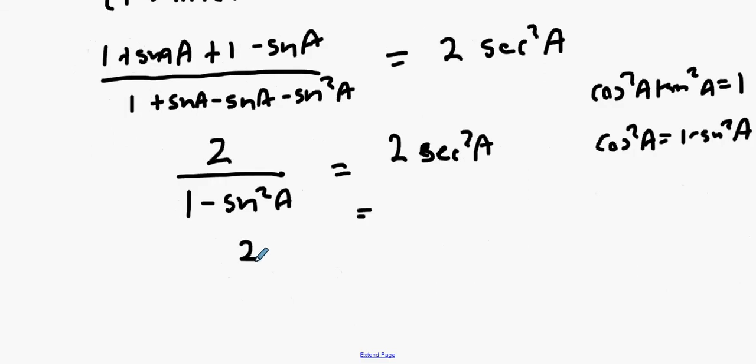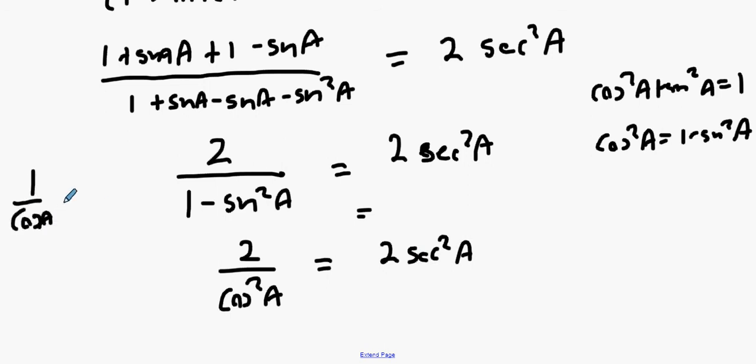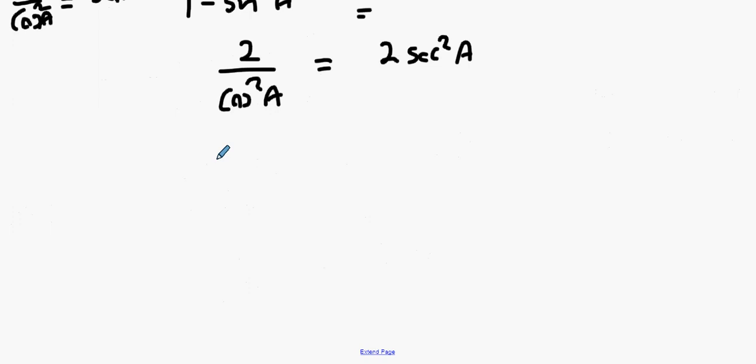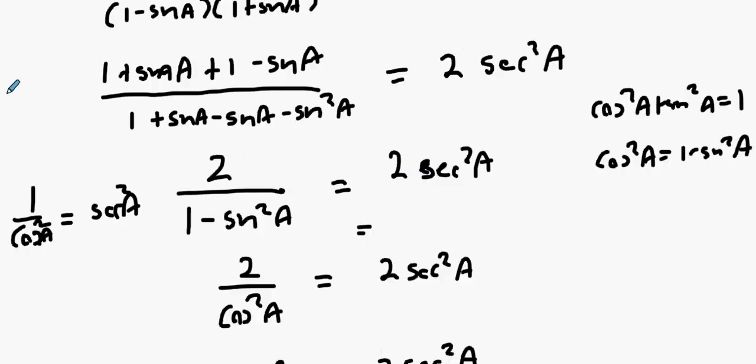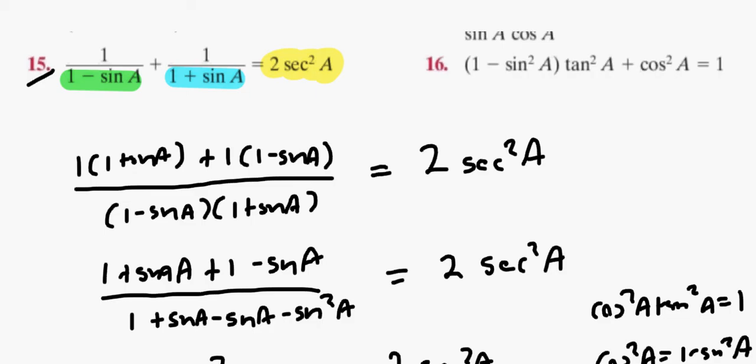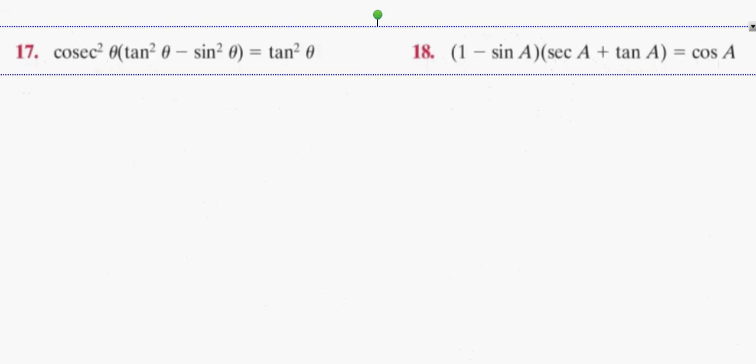2 over cos squared a equals 2 sec squared a. And remember, 1 over cos a is sec a, and then 1 over cos squared a is secant squared a. The answers are the same. 2 over cos squared a, or 2 sec squared a, as they say sometimes. 15. Done. Let's see what the next one will be. Let's say 17. Looks harder.